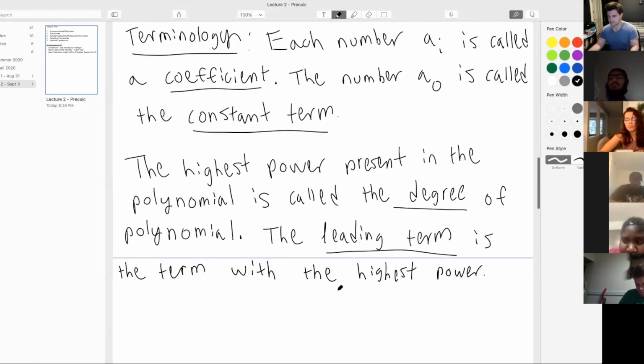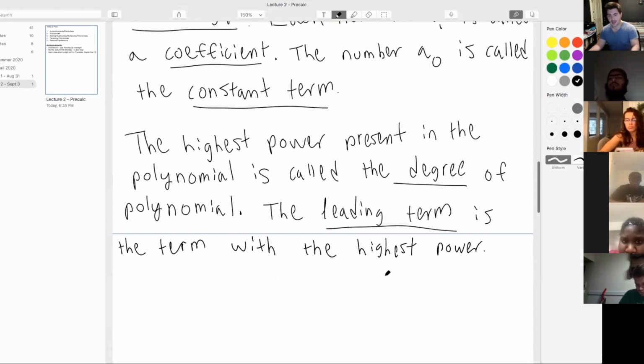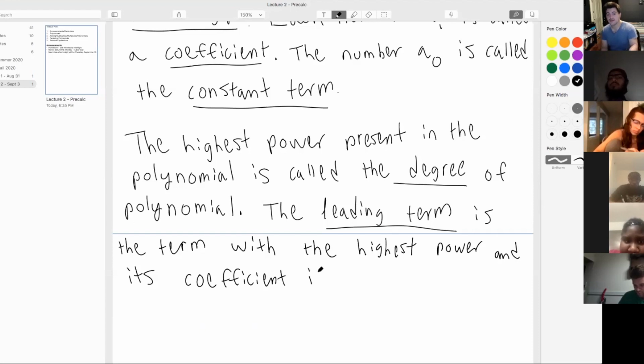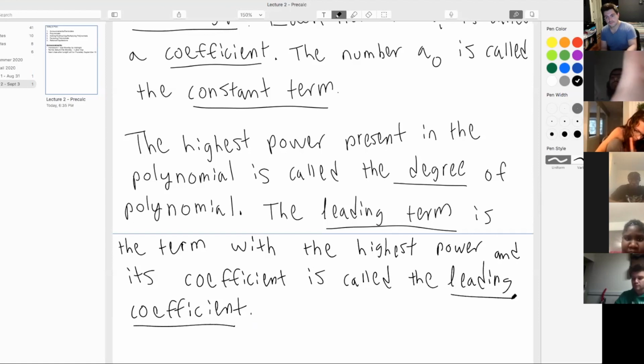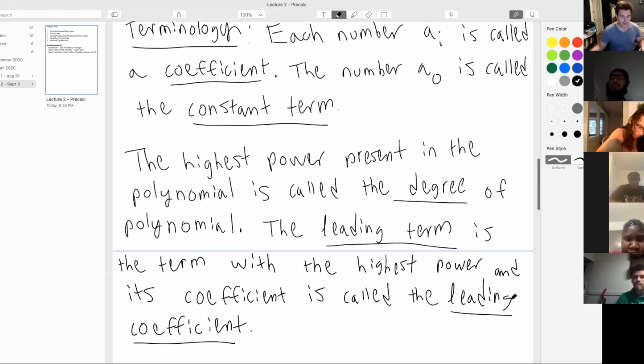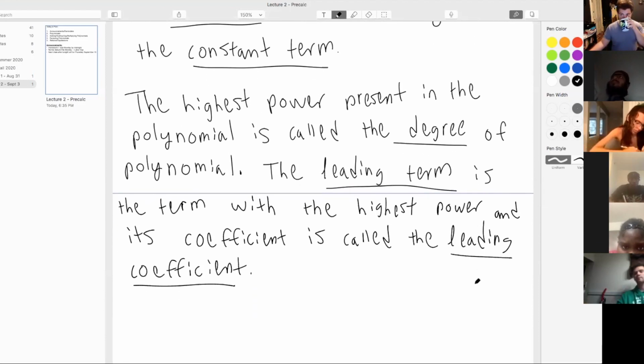And lastly, its coefficient. So the leading term's coefficient is called the leading coefficient. Okay, what a mouthful. It's called the leading coefficient. Alrighty? All right, good. I know it's a lot of writing, a lot of words, a lot of terminology, but it's good to just get this down.